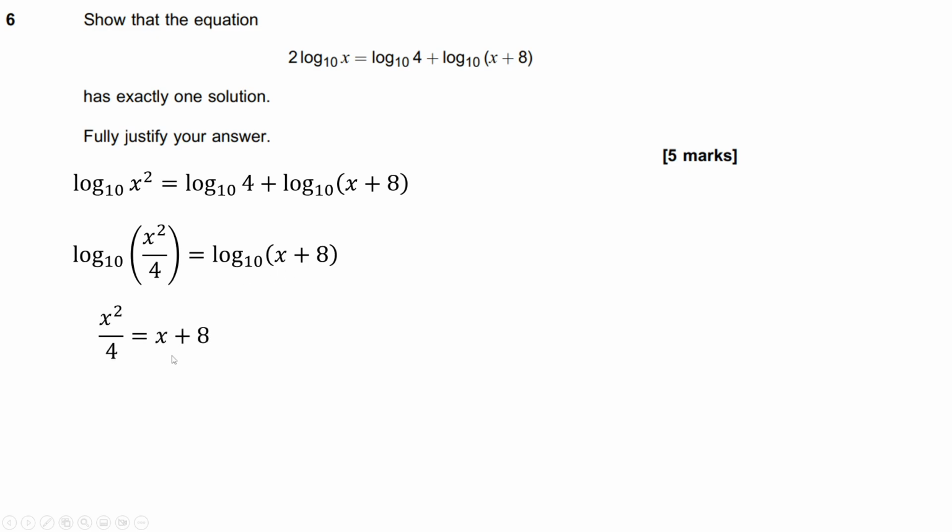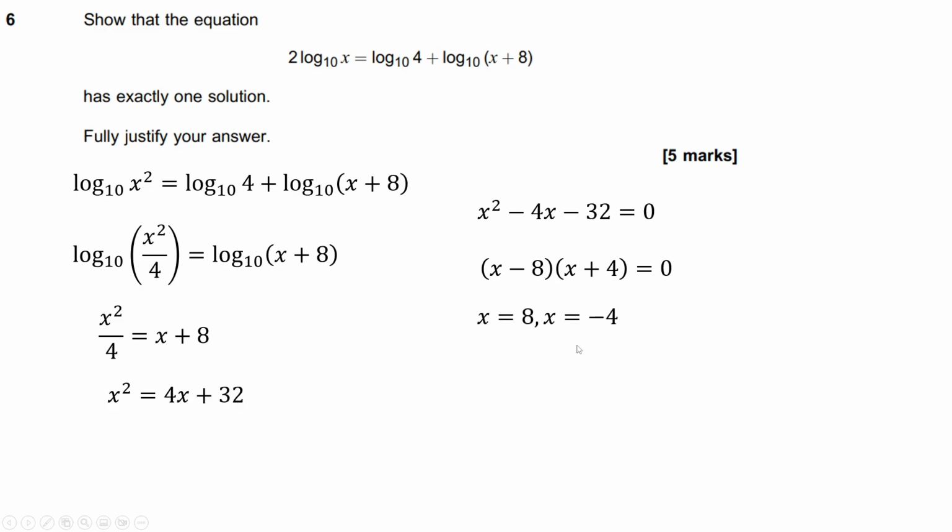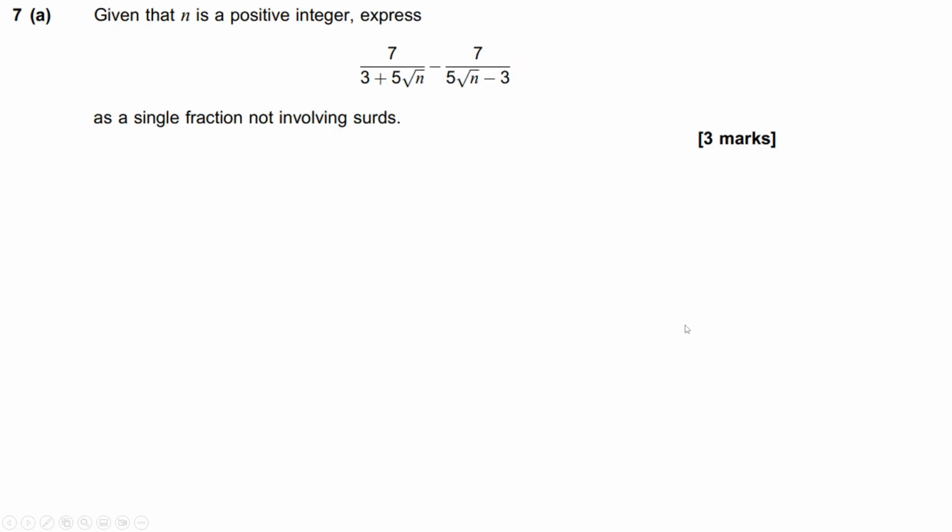So you get x squared over 4 equals x plus 8. Just multiply by 4 on each side, and then rearrange to get this, and then this factorizes into x minus 8, x plus 4. You have solutions x equals 8, x equals minus 4, but you can't have minus 4 because here you're going to have log base 10 of minus 4, and you can't have a negative input for a log. So you just have to say that, discard that solution, and show that x equals 8 is the only solution.